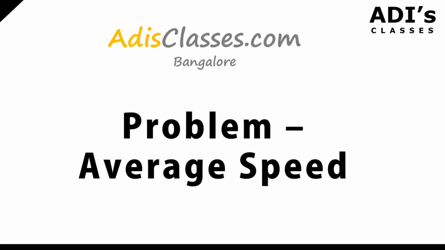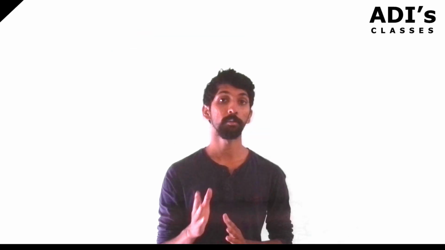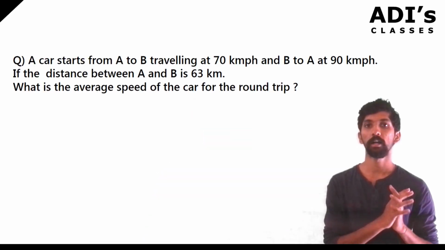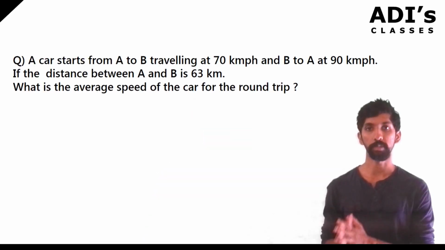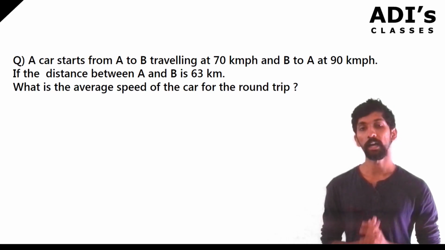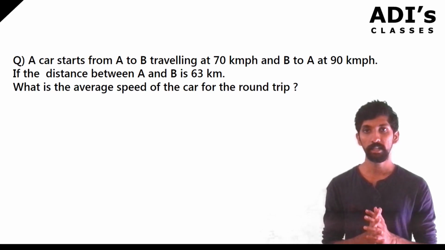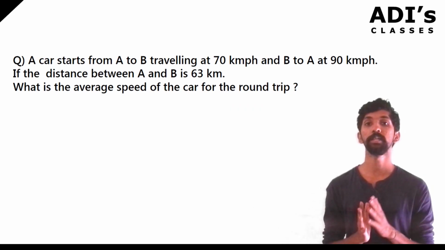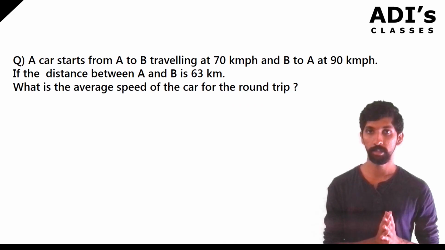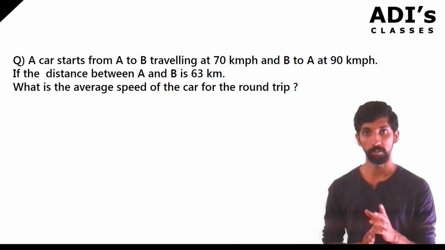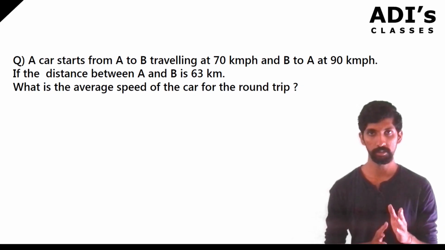Video, let's try to solve a problem. Alright, so problem on average speed. Now the problem goes like this. A car is traveling from A to B at a speed of 70 km per hour and B to A at a speed of 90 km per hour. If the distance between A and B is 63 kilometers, what is the average speed of the car for the round trip? Okay, this is the given question.